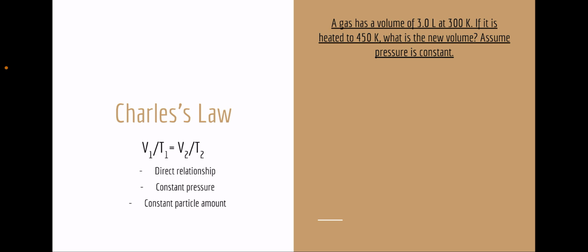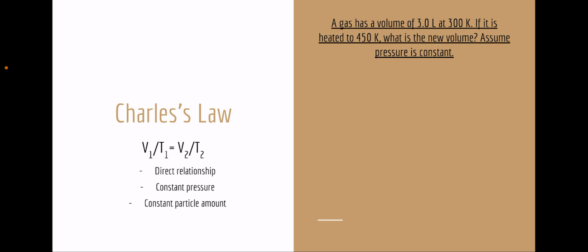So, to the right is an example. A gas has a volume of 3 liters at 300 kelvins. If it is heated to 450 kelvins, what is the new volume? Assume pressure is constant. Again, it's important that pressure and particle amount are constant for this law to be applied, which is assumed if not stated like in this question.